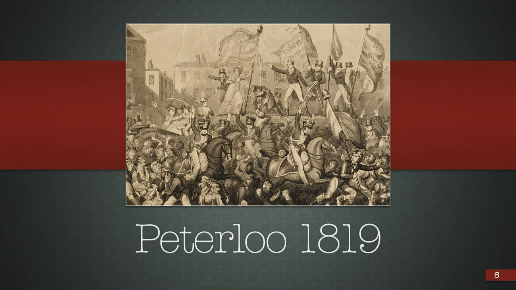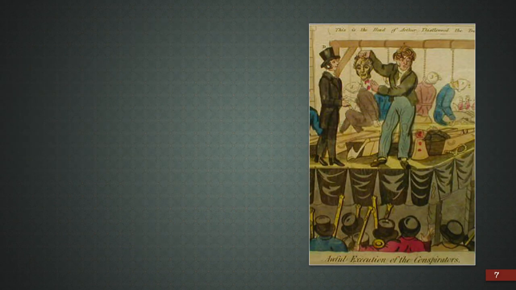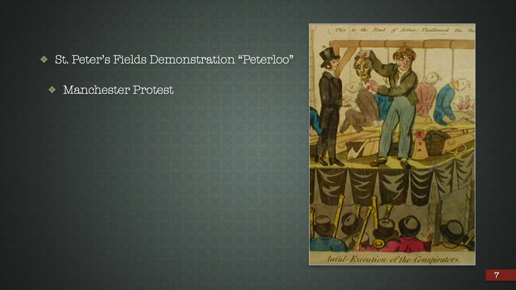Now, one of the events that's going to come out of this, and it's going to be a tragedy, is called the Peterloo Massacre of 1819. Basically, the Peterloo Massacre occurs in Manchester, and it's a demonstration against the Corn Laws, and it's one of these demonstrations that's also beginning to demand basically more access to Parliament.